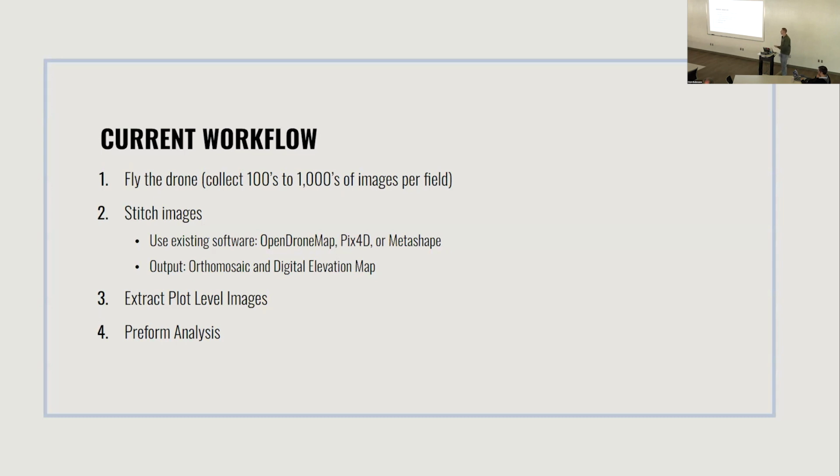And so this is what our current workflow looks like a little bit. We're going to fly the drone on a field. These fields are going to vary in size. They can be anywhere from under an acre to up to 20 acres, right? And so you could think if you fly a drone over a 20-acre field, you're going to collect a couple thousand images. We'll take those images and then use commercial software like Pix4D, OpenDroneMap, or Metashape, and stitch those into a unified orthomosaic. Along with that, we'll get a digital elevation map, which is super helpful and contains a lot of information about the height of the different plant varieties.